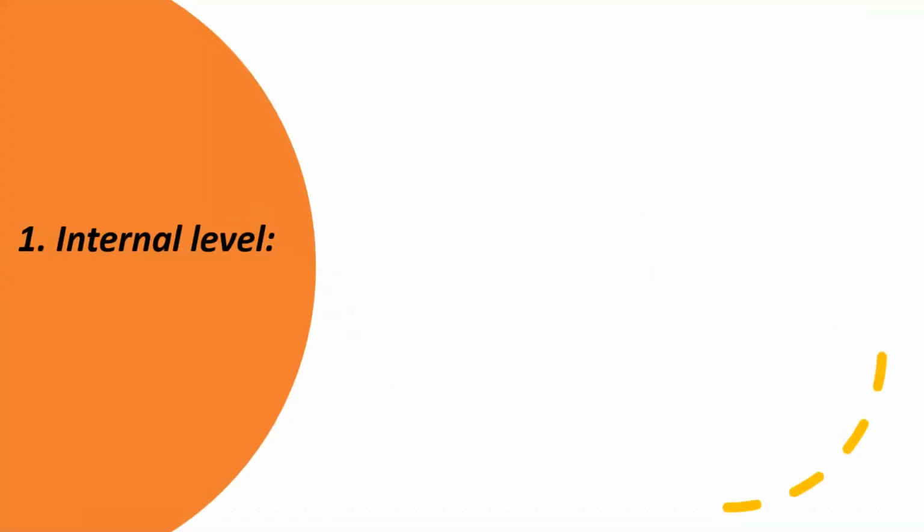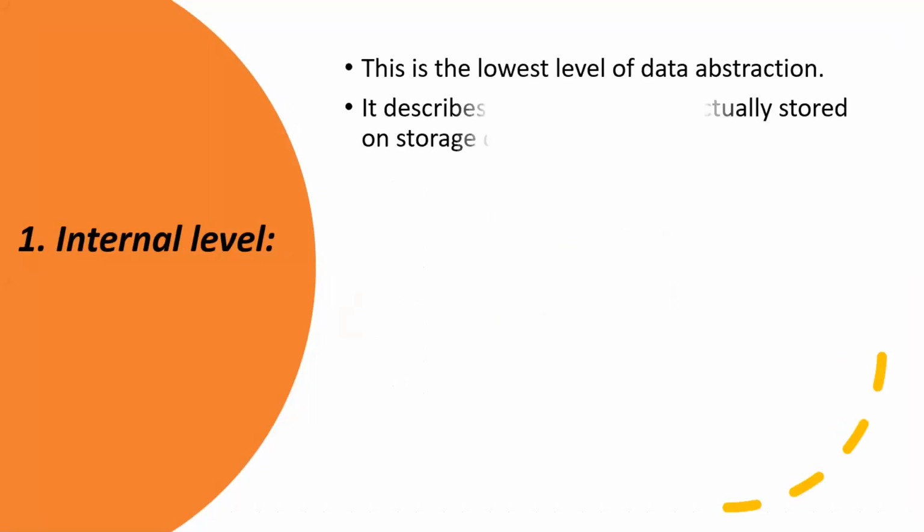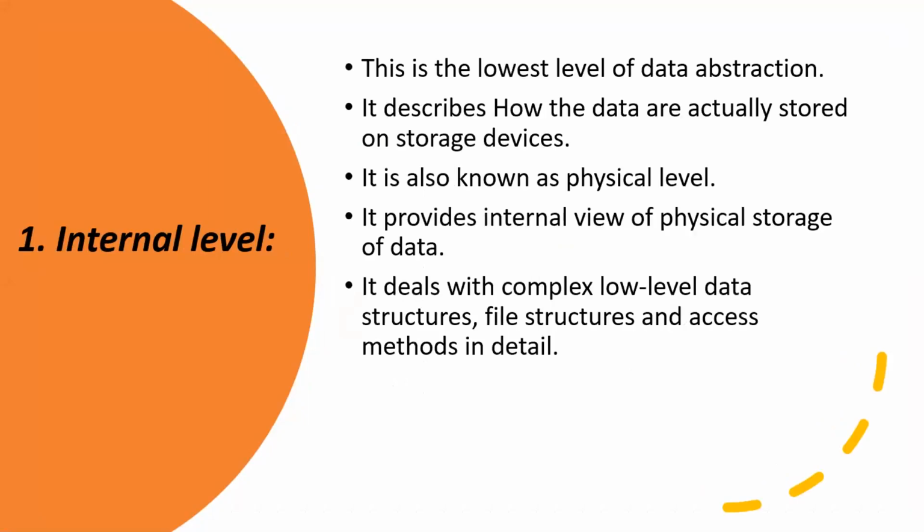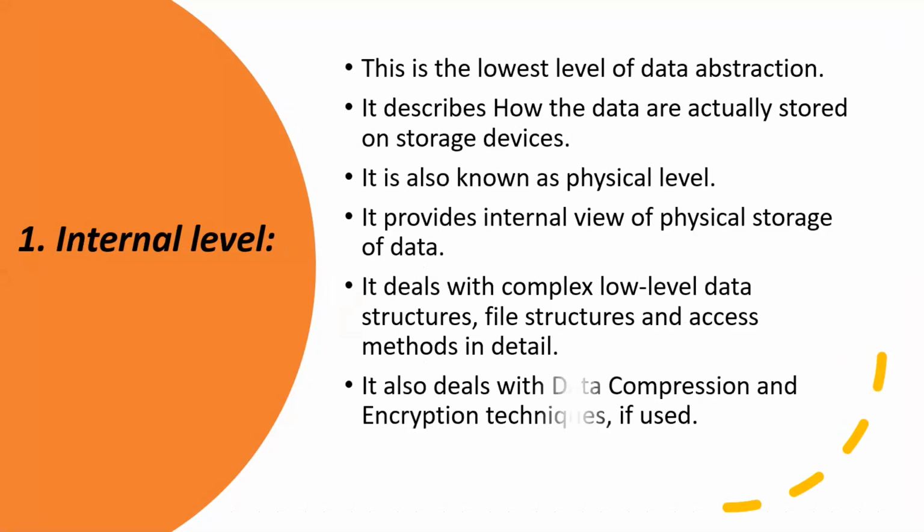First one is the internal level, or physical level, and this is the lowest level of data abstraction. That means how the data is actually stored on storage devices. It provides an internal view of data storage in the database, so how the data is stored in the database. Everything we can view at the physical storage of data. It deals with complex low-level data structures, file structures, and we can access all the data.